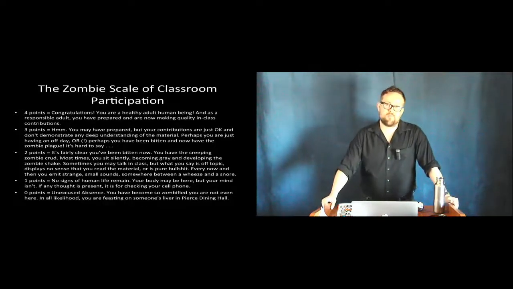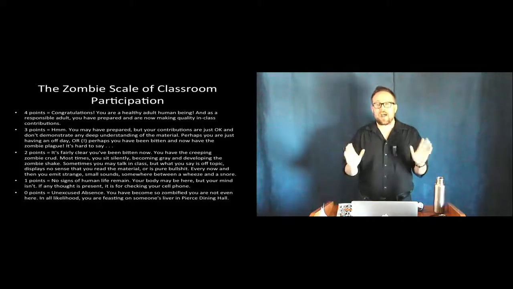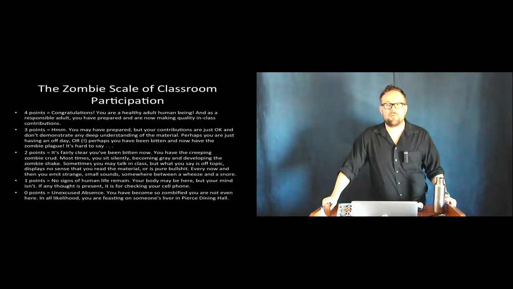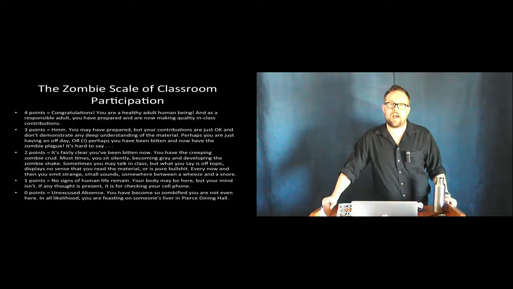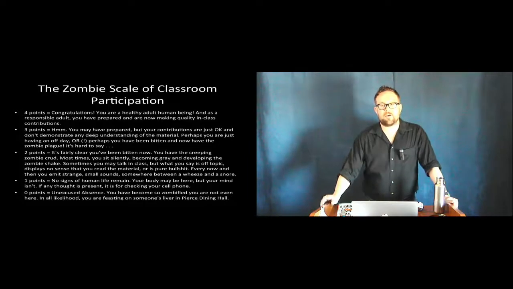Now the zombie scale runs from 4 points to 0 points. To get 4 points or full credit for participation, this is what you should do. Congratulations! You are a healthy adult human being, and as a responsible adult, you have prepared and are now making quality in-class contributions. 3 points. You may have prepared, but your contributions are just okay and don't demonstrate any deep understanding of the material. Perhaps you were just having an off day, or perhaps you have been bitten and now have the zombie plague. It's hard to say.